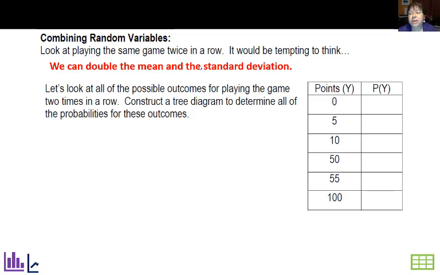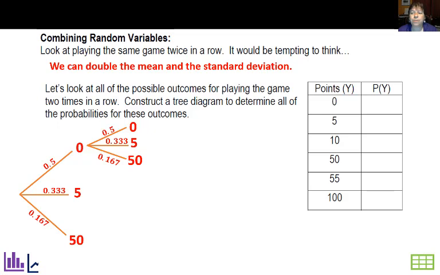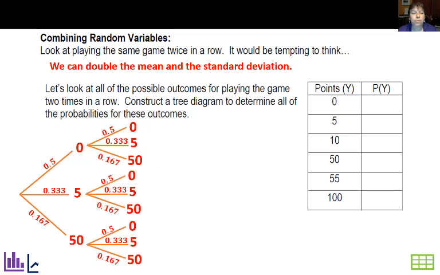We're going to do a tree diagram of all the probabilities for these outcomes. If your table has a 60, put a line through it. All right, so these are all the possible outcomes. How did I figure that out? Well, I did my lovely tree diagram. On my first roll, I can get 0, 5, or 50 points. If I roll a 0, what's possible in the next roll? Oh, it's still 0, 5, or 50, and so forth.